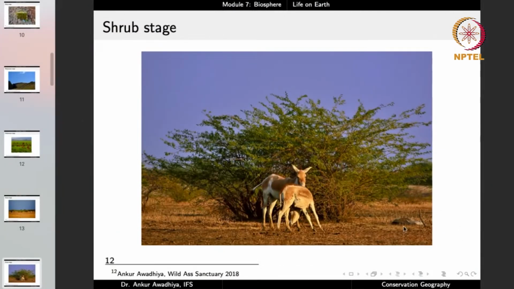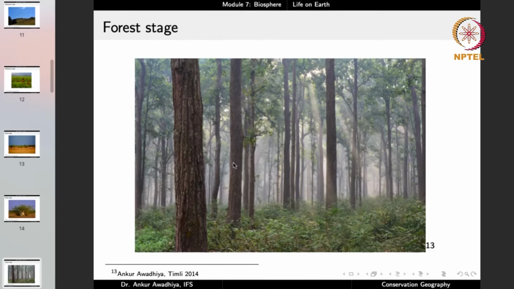And after the shrub stage, in this picture you can observe a shrub, and you can observe that all of these branches are just coming out from the soil level. You do not have a main trunk followed by the branches. That will be found in the forest stage. So here you have a main trunk, you get trees, and these trees have different branches. So after the shrub stage, the next stage is the forest stage.